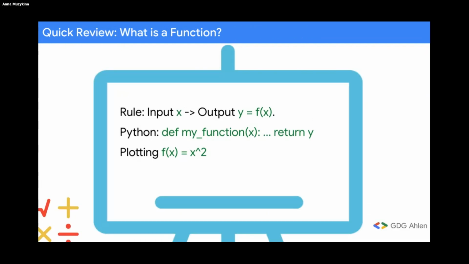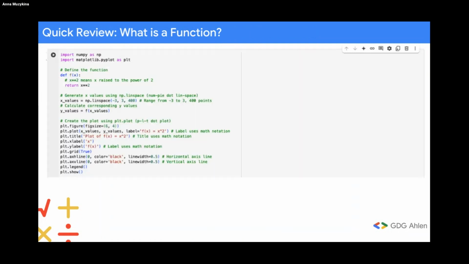So, let's quickly recall functions. A function is essentially a rule that takes an input, x, and produces a specific output, often written as y equals f of x. In Python, we use def to define them.